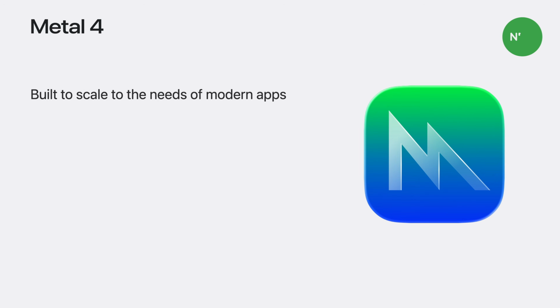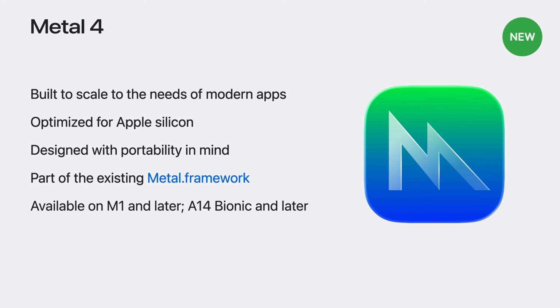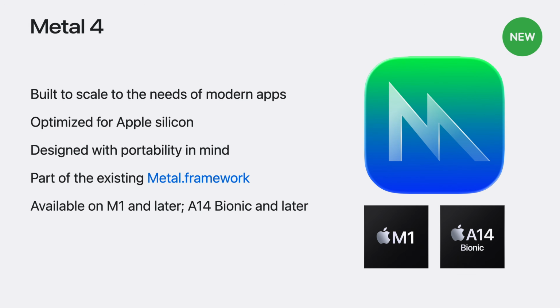Metal 4 is built with the next generations of games, graphics, and compute apps in mind. It unlocks the full performance potential of Apple Silicon, while also ensuring you'll find it familiar and approachable if you're coming from other graphics and compute APIs like DirectX. Metal 4 is part of the same Metal framework that you may already have in your app, and it's supported by devices equipped with the Apple M1 and later, as well as the A14 Bionic and later.